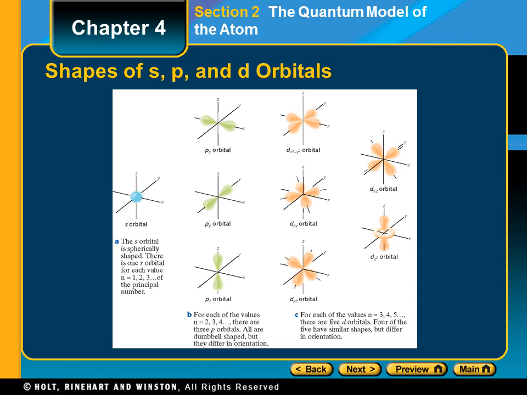Then we get to d. With the d orbitals, there are 5. They start with energy level 3. So what this means is energy level 3 has one s orbital, 3 p orbitals, and 5 d orbitals. And you can see those 5 different shapes and orientations right there. So again, you really need to make sure you work through understanding this concept.